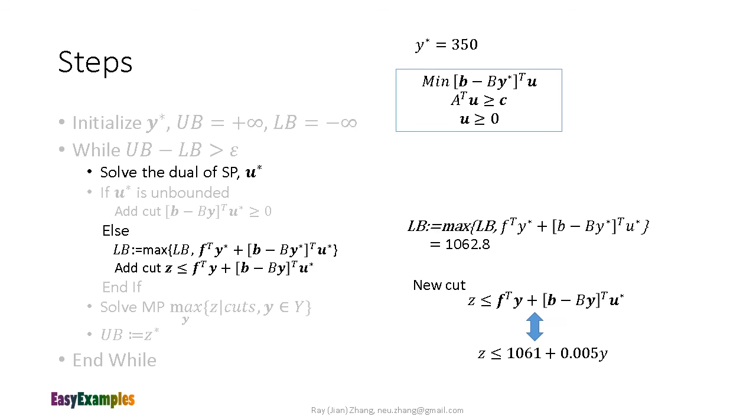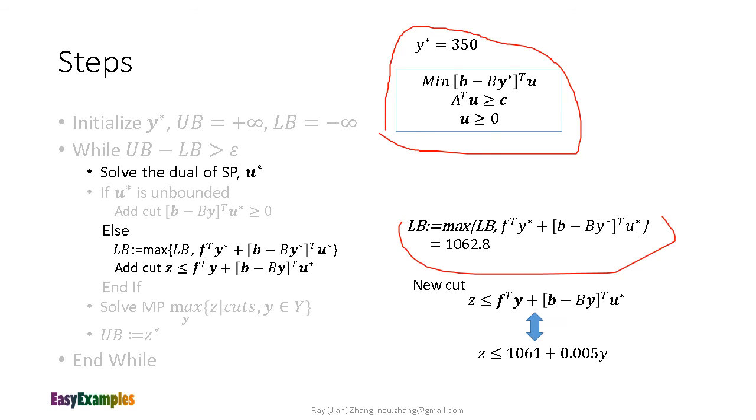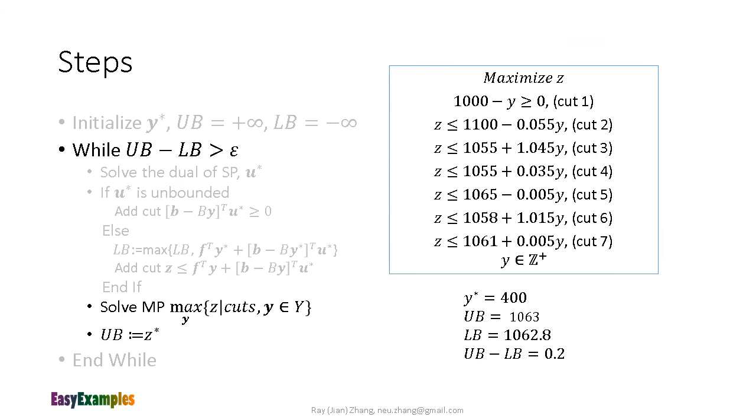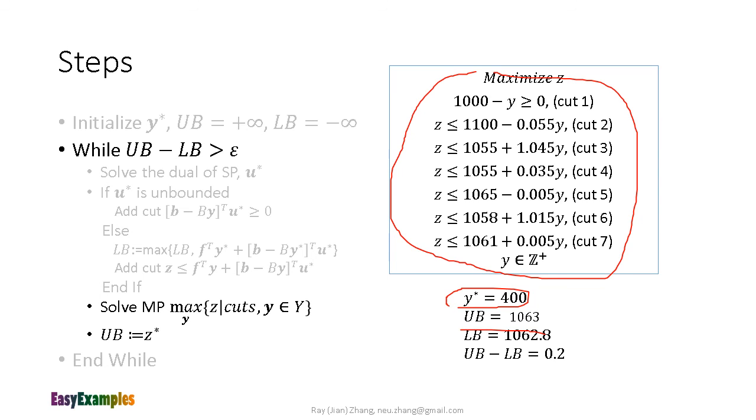Again, we solve the dual of the subproblem given the current value of y star, and we solve the lower bound and generate new cut. We solve the master problem with the new cut again, and we solve the optimal solution of y equals to 400. We solve the upper bound and calculate the distance between the upper bound and lower bound. We see that this gap is very close to the epsilon, 0.1, so we are very close to the end of the algorithm.